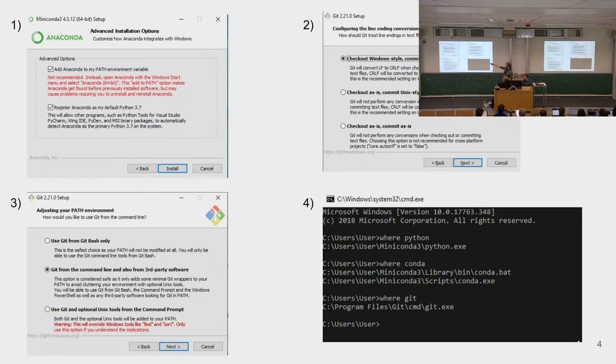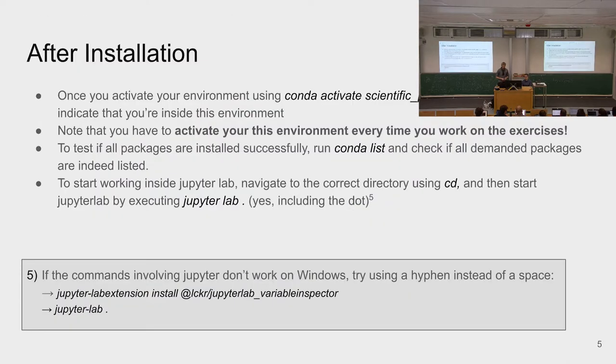And like I said, the important thing here is adding Anaconda to your path such that you can access it from your command line. If you didn't do that, I'm going to show how to do that manually also. You want to check out, you want to commit Unix style in any way, and you also want to add Git to your path. And then afterwards, where python should return something which is inside Conda, where conda returns something, and where git returns something. So that means you now have Anaconda, Python inside Anaconda, and you have Git.